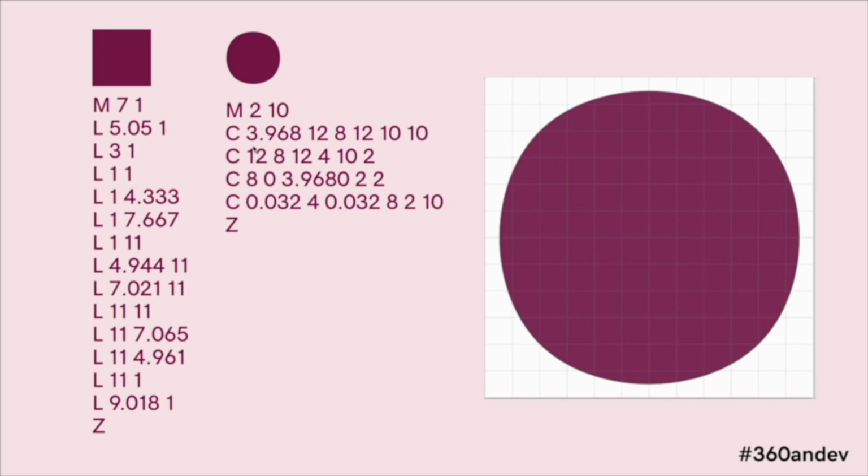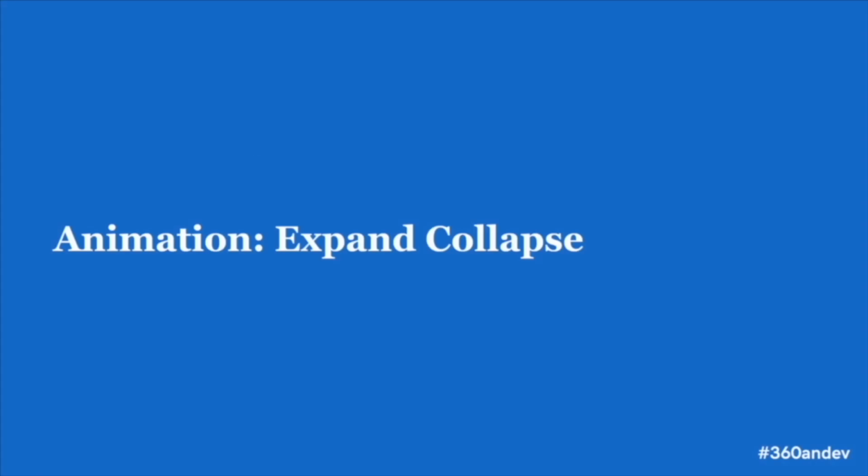We're not going to talk about how we can convert this path to this path. We're going to leave that task to Shapeshifter, and then we'll see how we can post-process it to make it better. So without further ado, let us start a hands-on walkthrough of creating various animations, and the first one is the expand collapse animation.